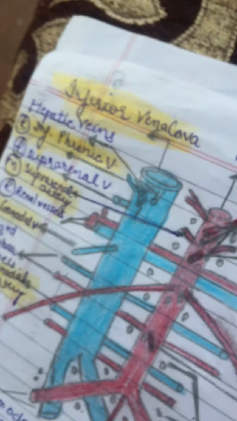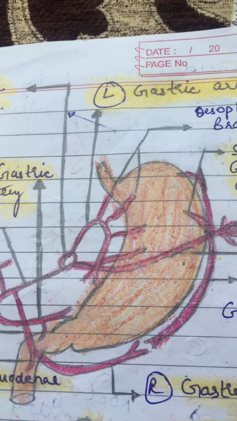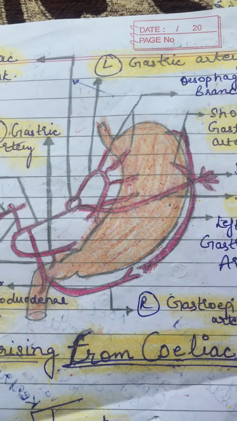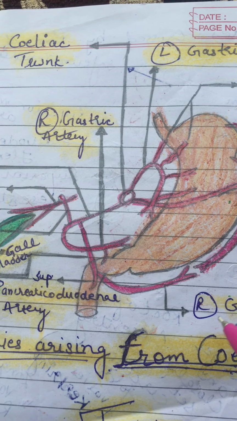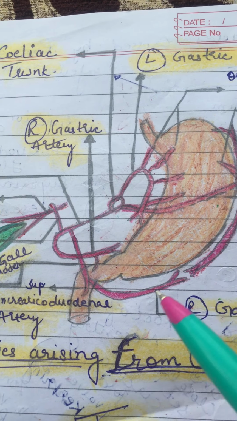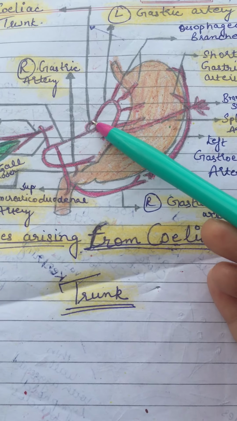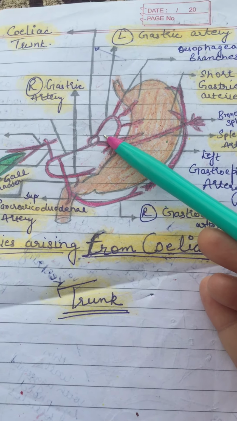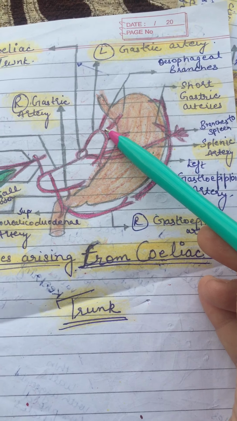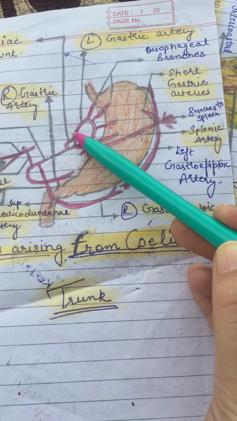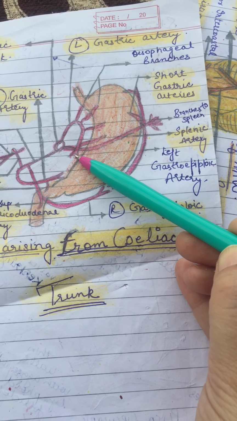Now let's discuss the celiac trunk, the ventral branch which I left, right? Superior mesenteric artery, inferior mesenteric artery, I have discussed in previous video. Let's discuss the celiac trunk. The celiac trunk supplies the stomach, right? Let's start with its branches. So this is a left gastric artery. The left gastric artery, branch of the celiac trunk, supplies the lesser curvature, right?